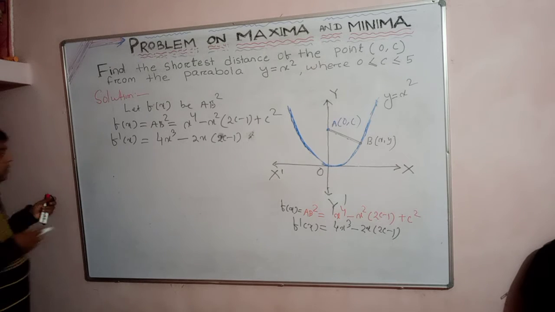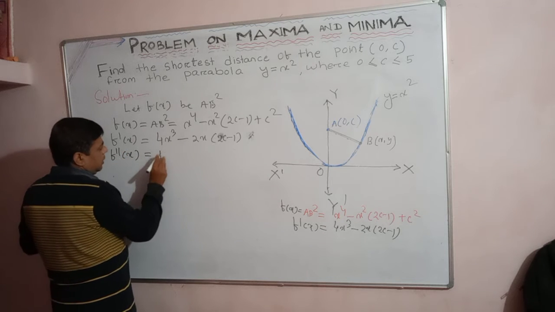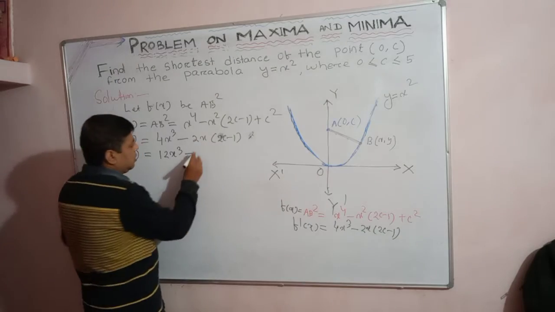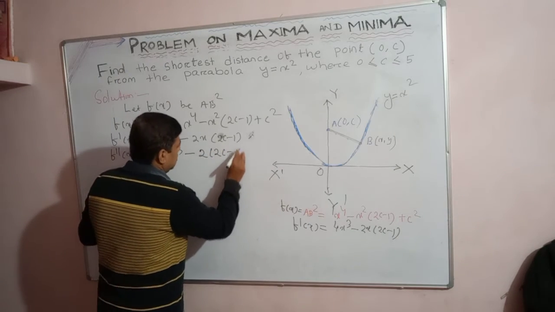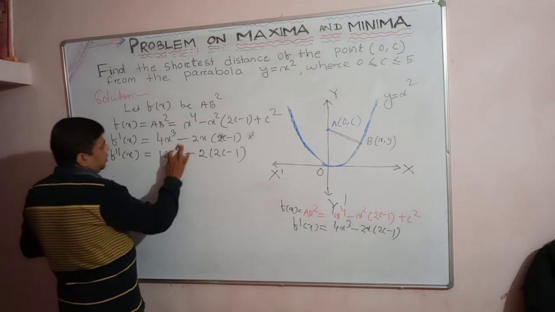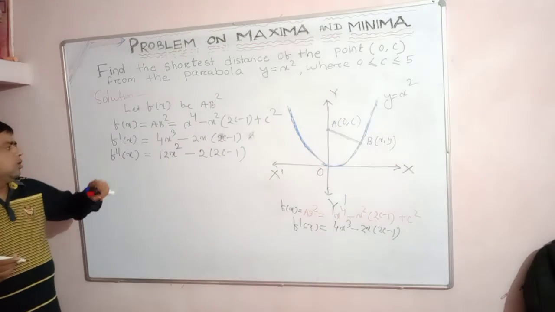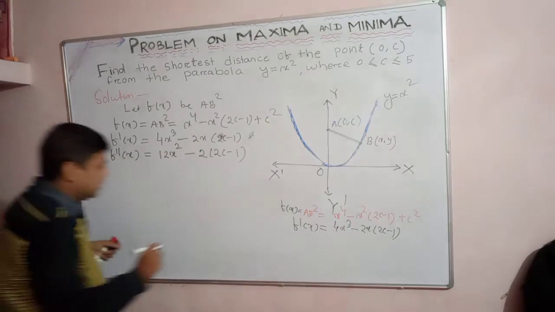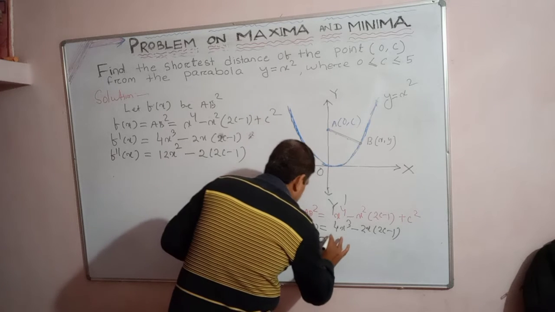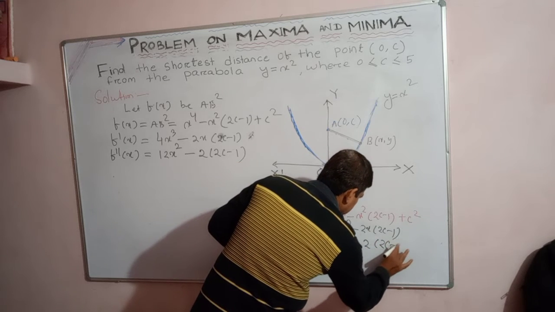Now let us find the second order derivative, f double dash x. Again, what is that? 12x square, since 3 times 4 are 12 and x cube becomes x square, minus the derivative of x, which is 1, so 2 whole into (2c minus 1). So the second order derivative f double dash x is 12x square minus 2 whole into (2c minus 1).